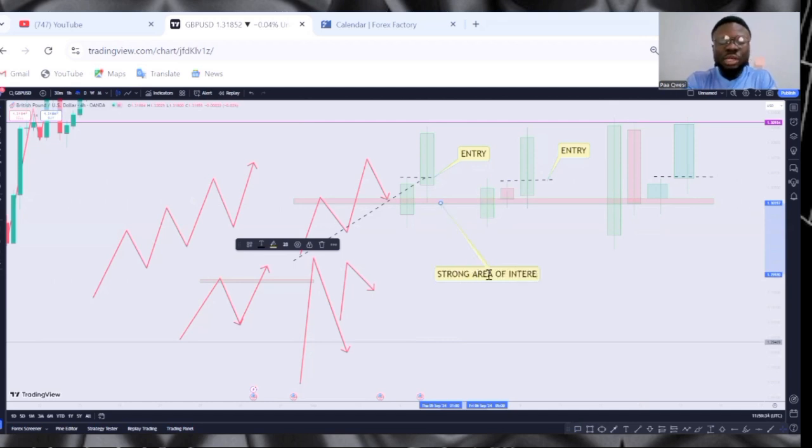When it gets to a strong area of interest, or a strong support or resistance, mostly I take my entry on a strong area of interest, or strong support and resistance areas. So you have to take note of that. I take my entries on strong support or resistance levels. These things that you are seeing, I want them to appear on those levels.